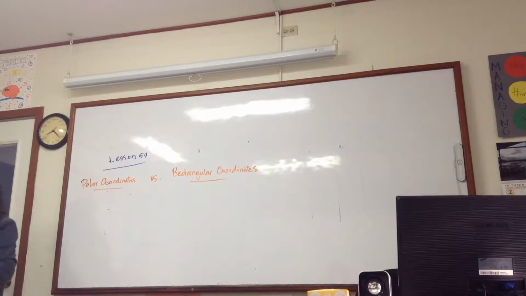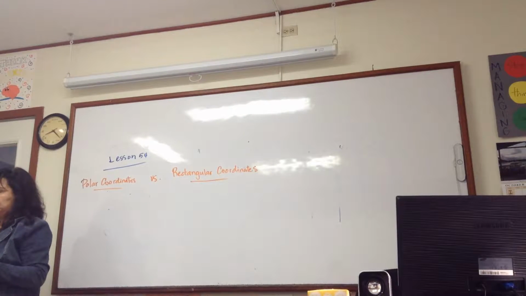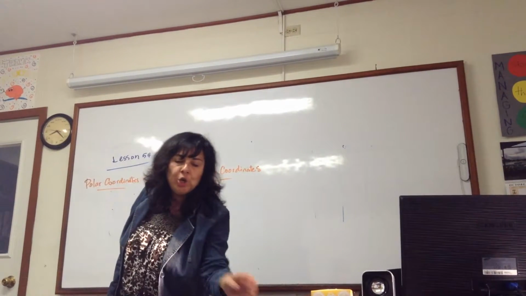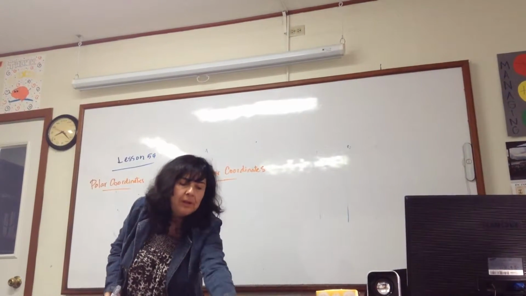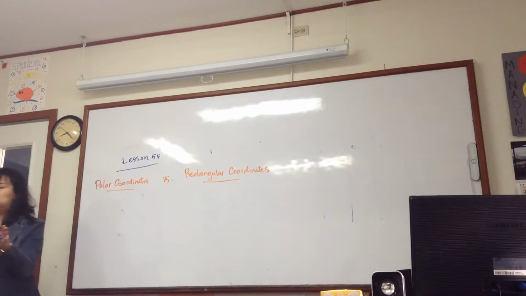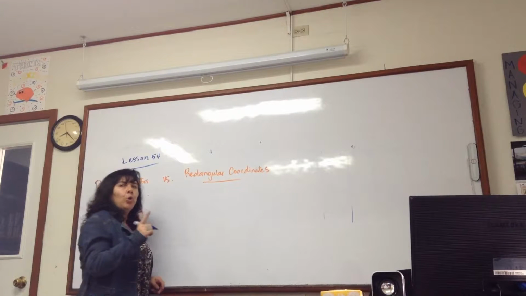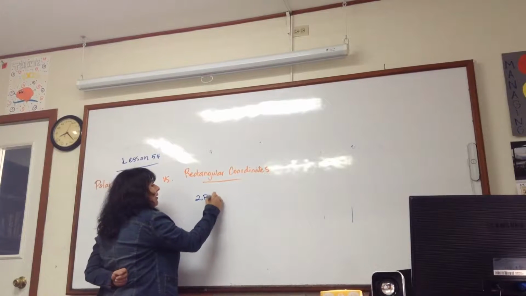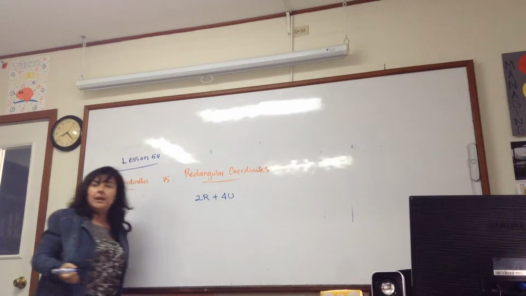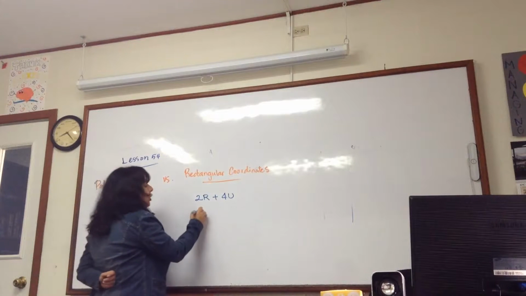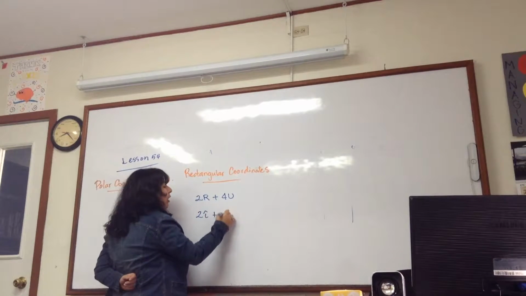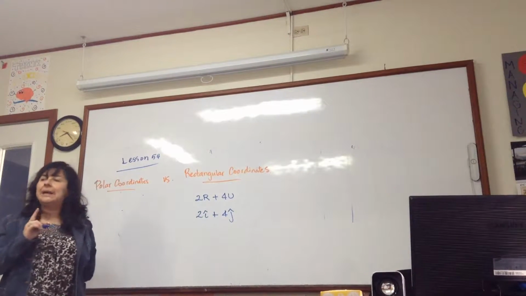When you say that you want to get to a specific place, there's two ways you can do it. One is by using rectangular coordinates. I'll show you what the book does, and I'll show you what the rest of the world does, okay? Rectangular coordinates for the book are like this: 2 right plus 4 up. The rest of the world uses 2i with a little hat plus 4j with a little hat. I will explain what that means.